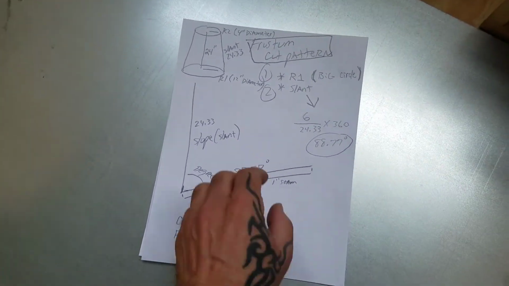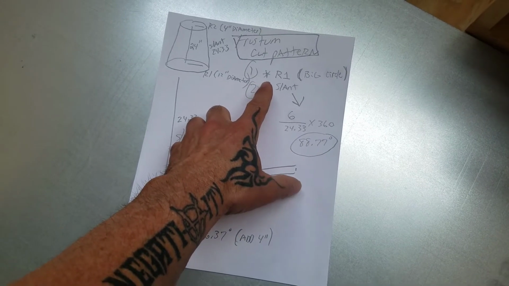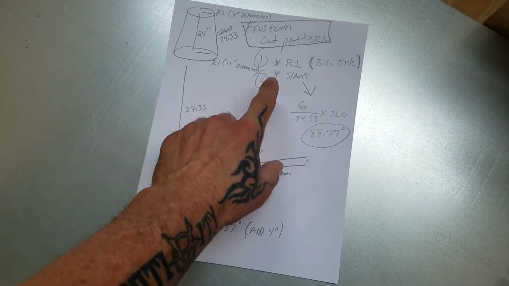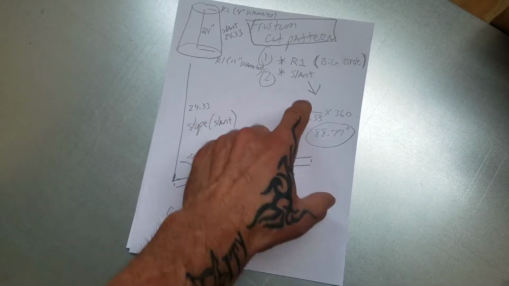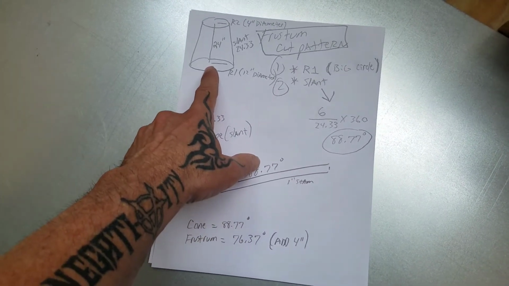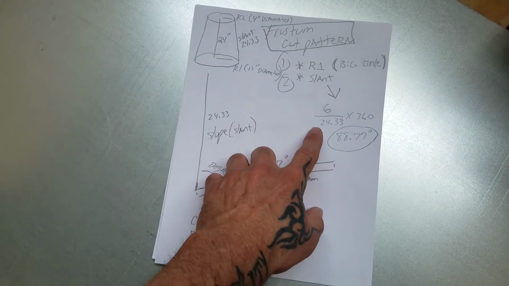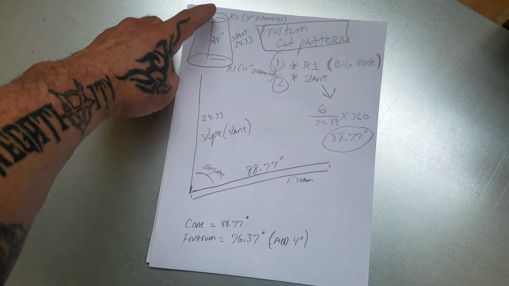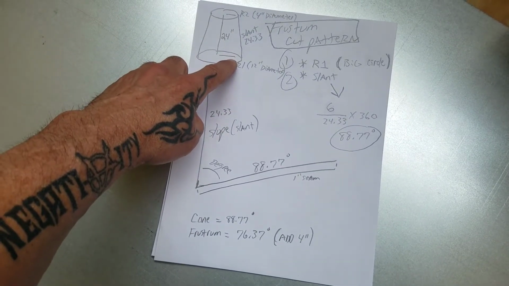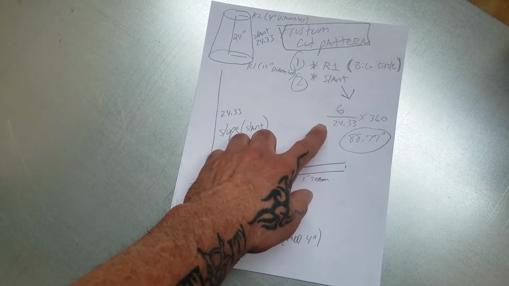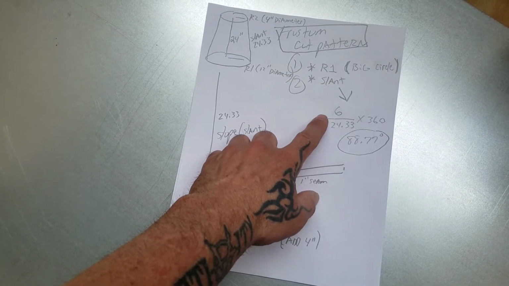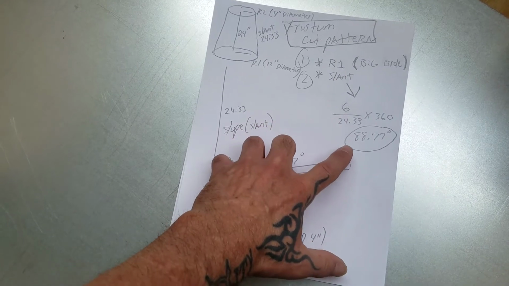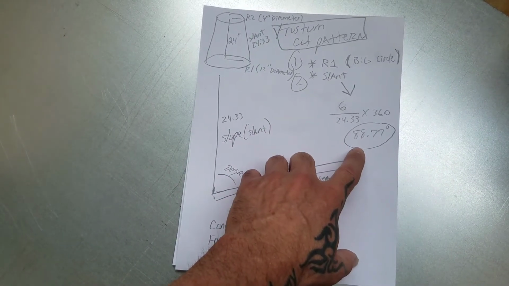So here's what it looks like. Again, to make your frustum, all you need is the radius of the larger circle, which is half the diameter, and then you need the slant, which you get from an online calculator. In this case, a 24 inch high frustum gives us 24.33 slant from the online calculator by entering these radiuses and the height. 6 is the radius of the larger diameter, so 6 divided by 24.33 times 360 gives you the degrees. That's all you need, the degrees and your slant number.